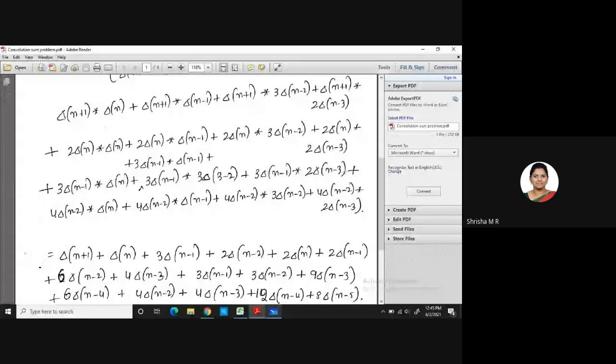Add or subtract with respect to the n plus or minus signs. So this would be 6 times delta n minus 4. And here you have 4 times delta n minus 2. And you have here 4 times delta n minus 3. And here you have 12 times delta n minus 4. And here you have 8 times delta n minus 5.